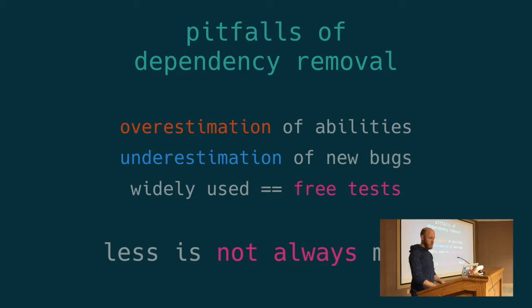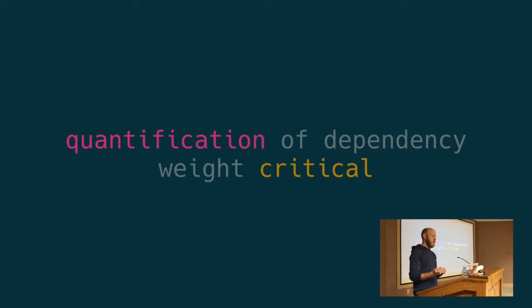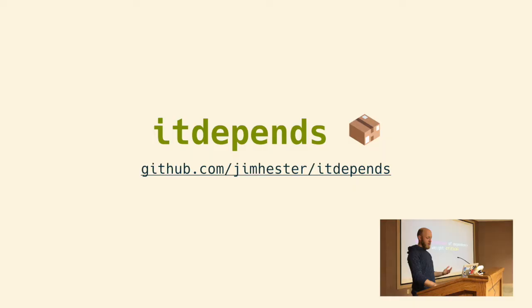So let's say, knowing all of this, you are still very interested in lowering your dependency weight in your package. I think the quantification of those dependencies is still critical for making informed decisions about which dependencies you want to keep or remove. So how do you quantify a dependency?